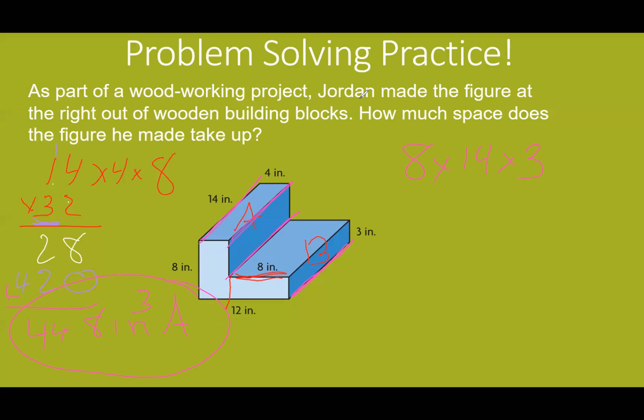Now, I could go from left to right and do 8 times 14, and then that answer times 3. Or, using that commutative property, I can say 8 times 3 is 24, and multiply that times 14. 4 times 4 is 16. 4 times 2 is 8, plus 1 is 9.